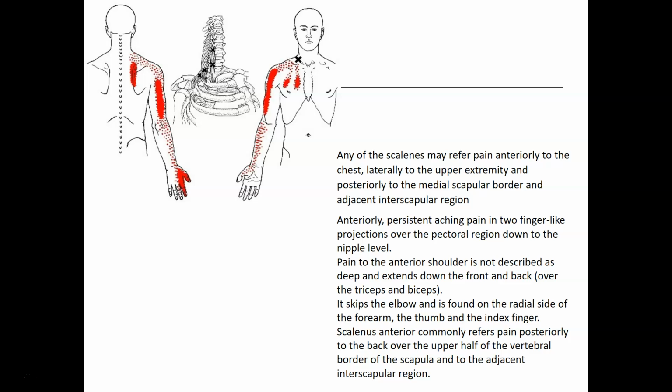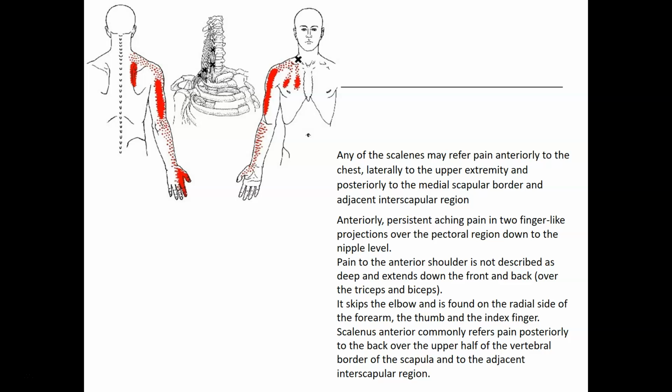Anteriorly, there is persistent aching pain in two finger-like projections over the pectoral region down to the nipple level. Pain to the anterior shoulder is not described as deep and extends down the front and back, in other words, over the triceps and biceps, sort of laying over top of it. It skips the elbow, and then is found on the radial side of the forearm, the thumb and the index finger. That's the classic one. If you're into the scalenes and your patient describes pain in the thumb and index finger, you know for sure that you are dealing with a trigger point in scalenes.